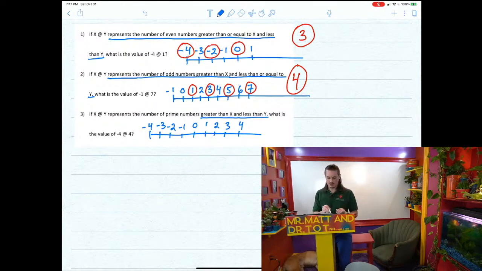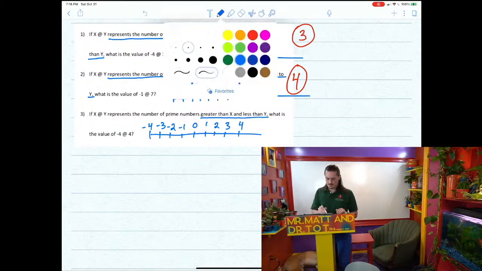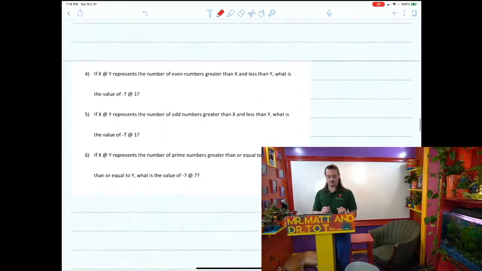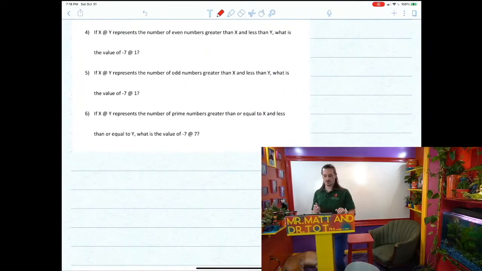So we're looking for the prime numbers. Remember that 1 is not prime, nor is 0. So -3 is prime, -2 is prime, that's a tricky one, +2, +3. So here we have 4 prime values greater than -4 and less than +4. If you have any questions, then please drop me a comment below. Otherwise, I'm going to give you 5 minutes. Please look at 4 through 6, and then we'll go through the solutions.